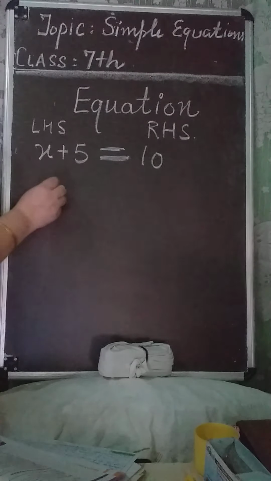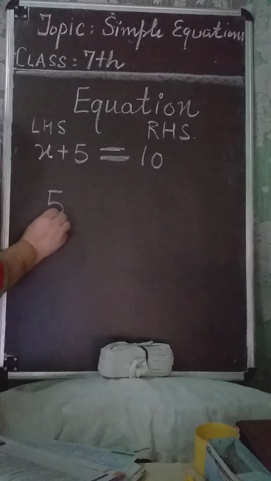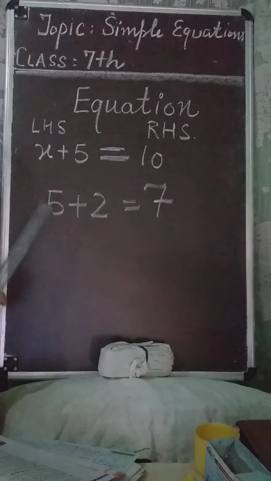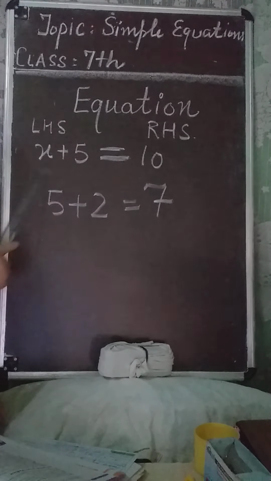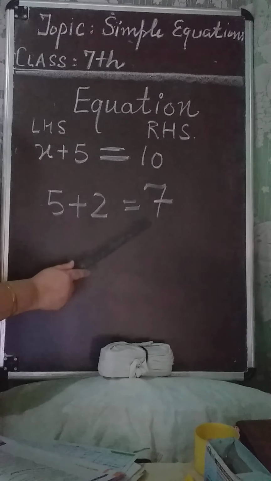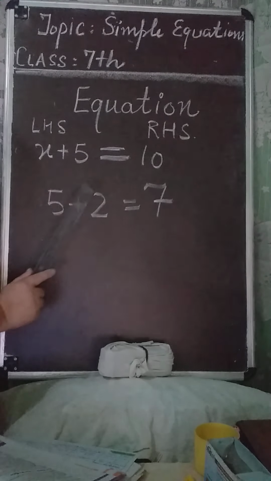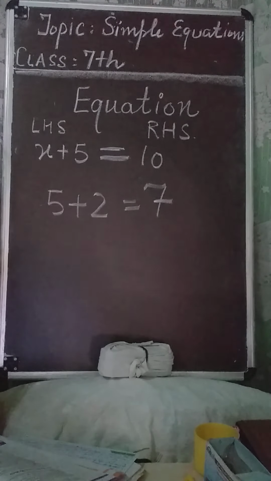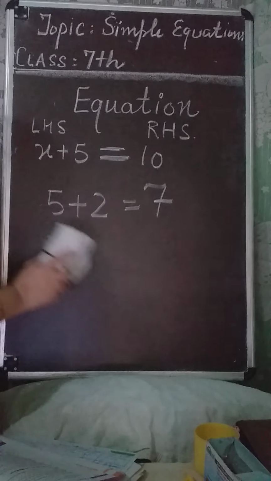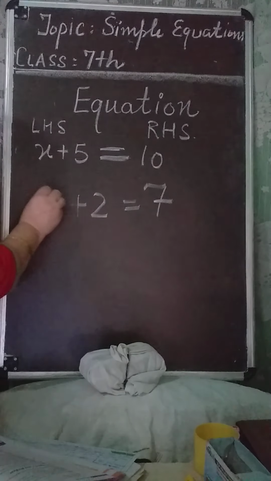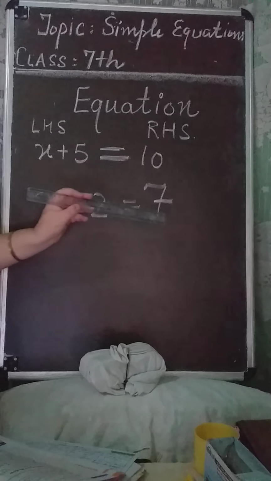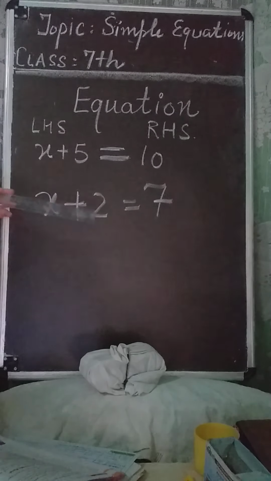So you can take any other example. If I write 5 plus 2 is equal to 7, this means this side is equal to this side. This type of expression is known as an equation. But in an equation we take one as a variable. So if I write a variable here, any variable a, b, c, d, I can write it as x plus 2 is equal to 7. So this is known as an equation.